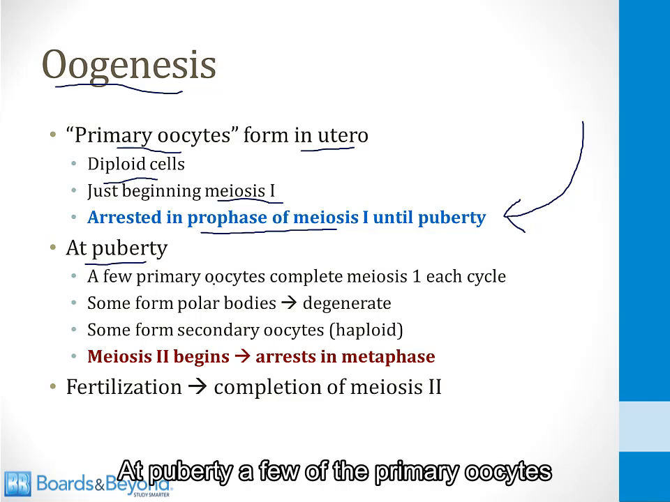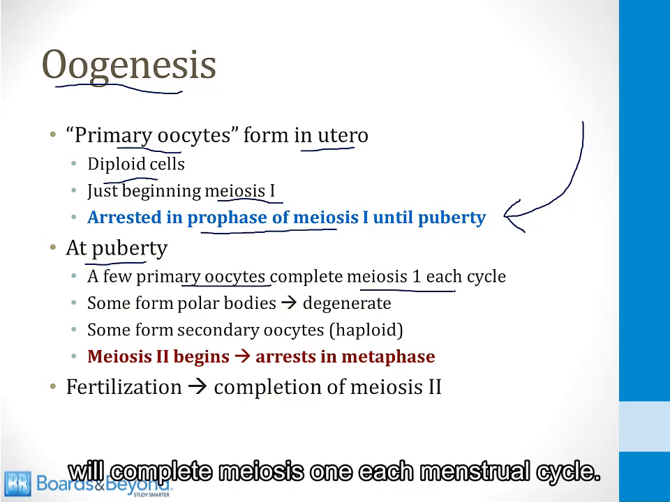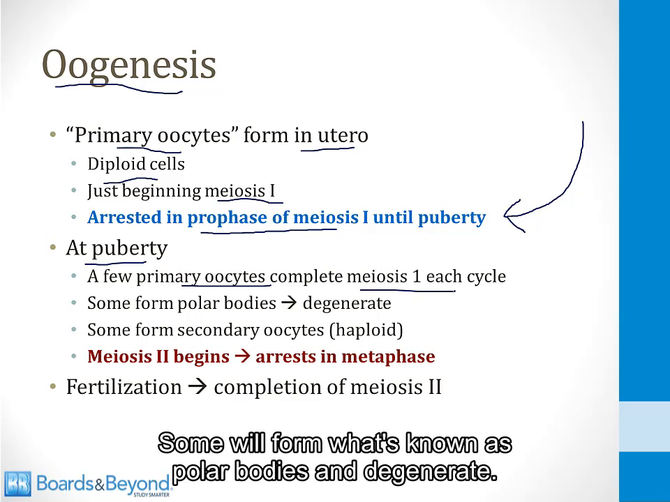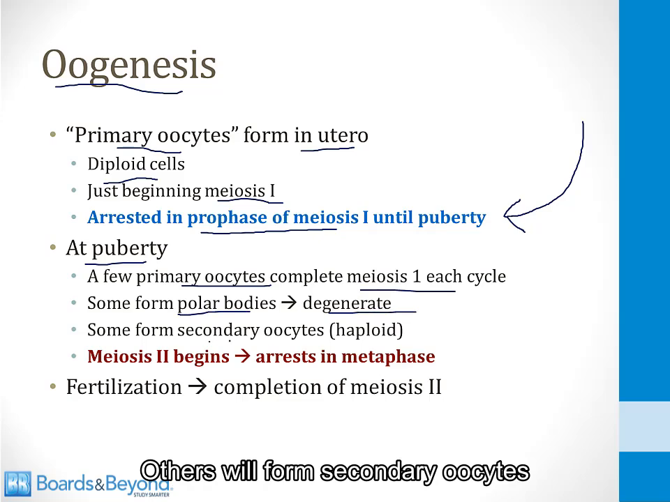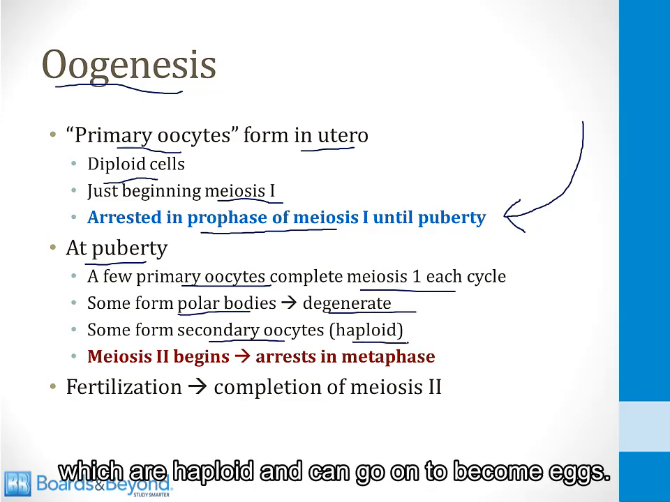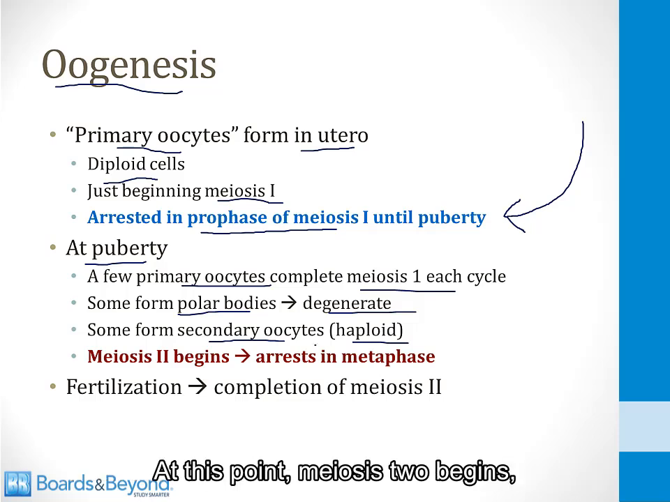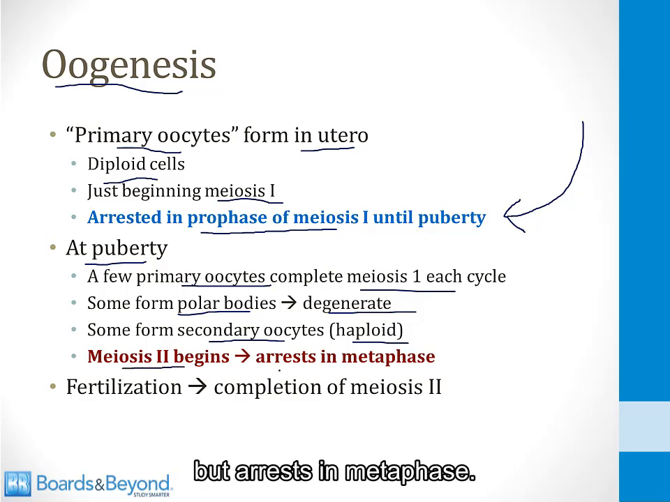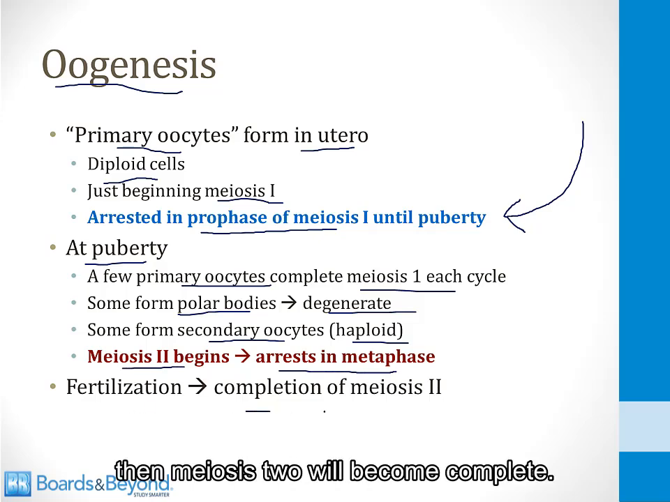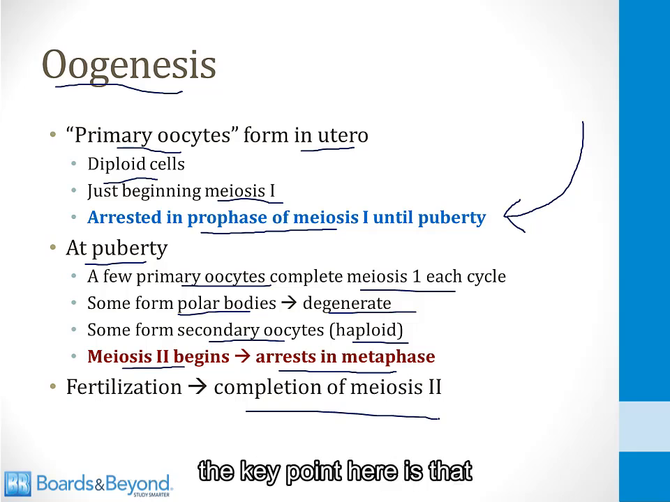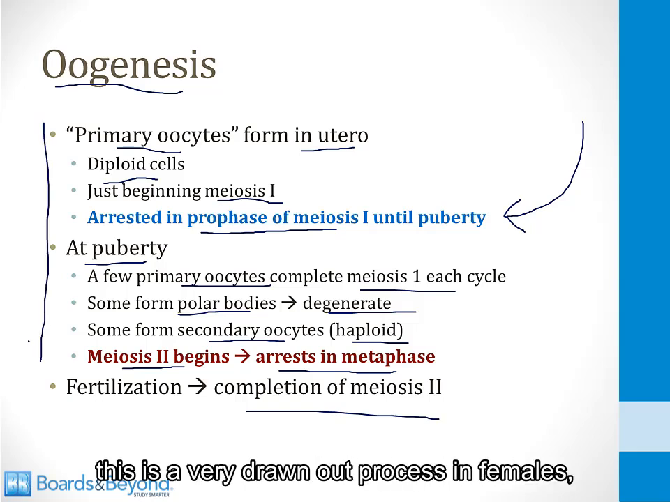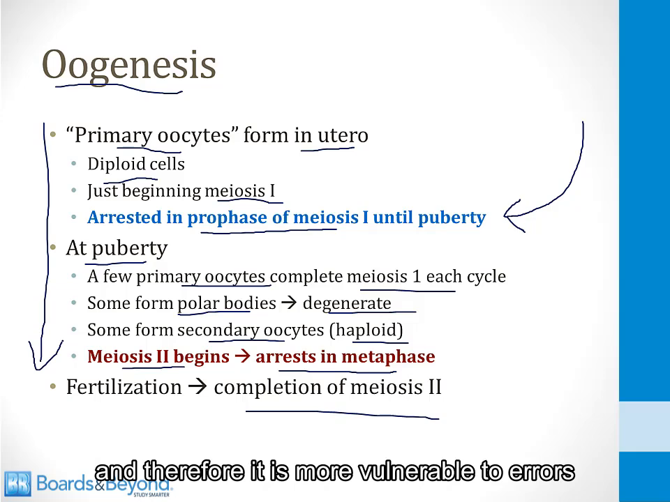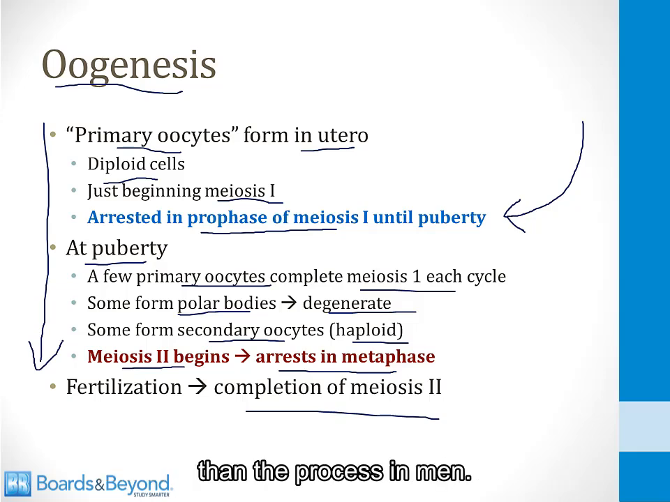At puberty, a few of the primary oocytes will complete meiosis 1 each menstrual cycle. Some will form what's known as polar bodies and degenerate. Others will form secondary oocytes, which are haploid and can go on to become eggs. At this point, meiosis 2 begins but arrests in metaphase. If fertilization occurs, then meiosis 2 will become complete. So once again, the key point here is that this is a very drawn-out process in females, and therefore it is more vulnerable to errors than the process in men.